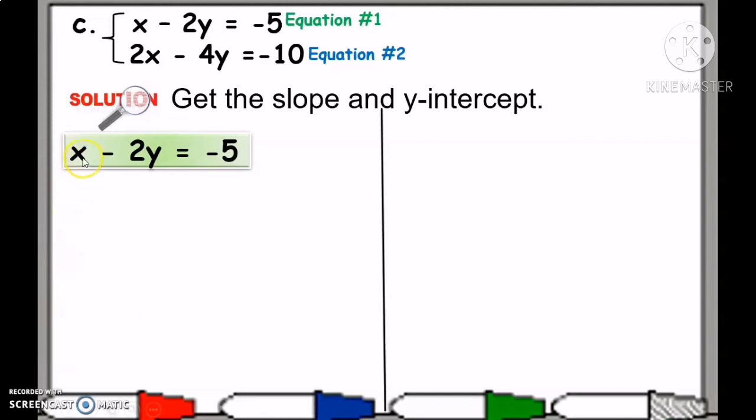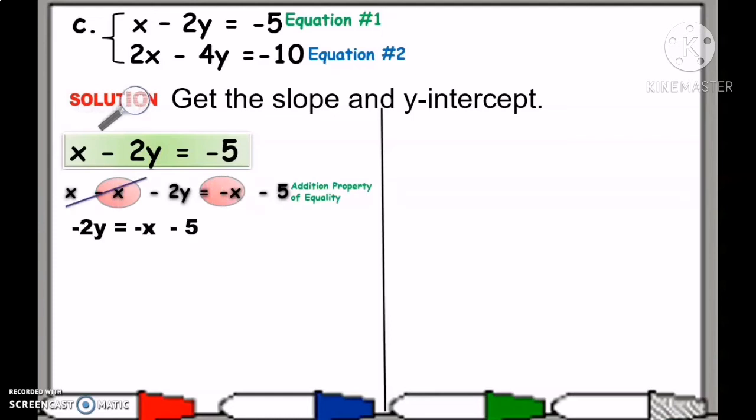So, opposite sign po ng positive x is negative x. So, apply po ulit natin ang addition property of equality. So, we are going to add both left side and right side by negative x. So, eliminate natin to. So, we have negative 2y is equal to negative x minus 5. But, this is not yet the answer because we're going to solve for y. So, i-divide po natin both sides by negative 2. Okay, negative 2 divided by negative 2 is y.